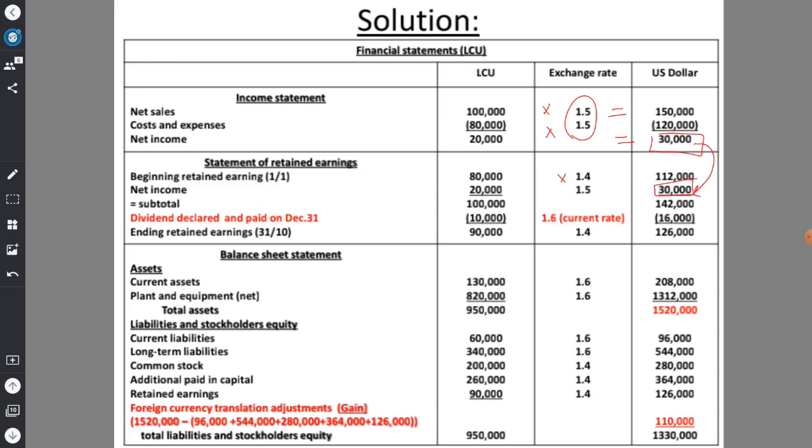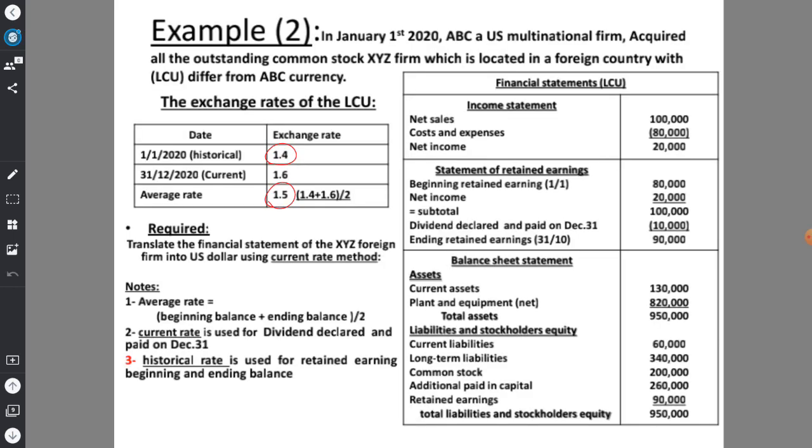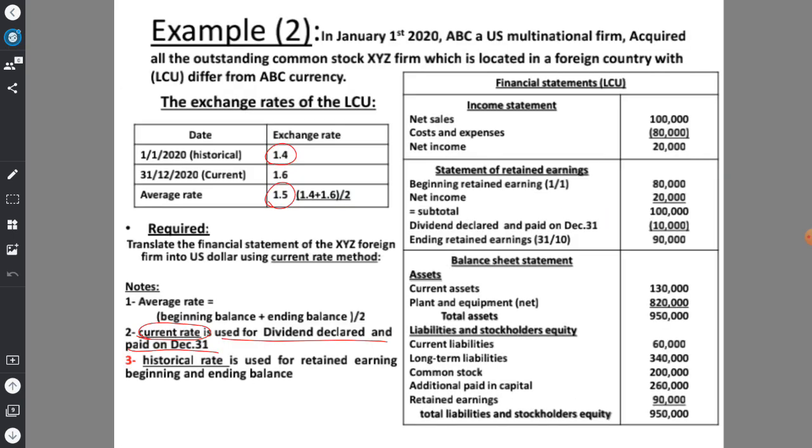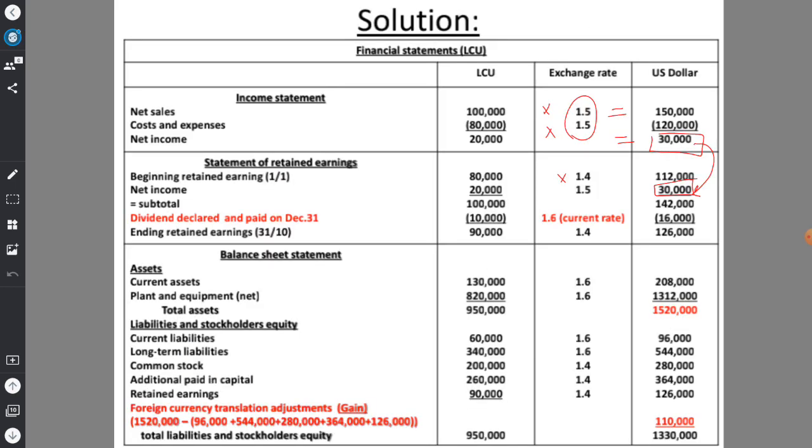هيديني sub total I'm going to deduct from it dividend declared to paid. بيقول لي في النوتس given ان ال current rate I'm going to use it for dividend declared and paid. ال current كام؟ 1.6، فأروح جايبه هنا مسجله الديفيدند 1.6 عشان يديني ending retained earning. طب ال ending retained earning أنا المفروض هسجله هنا في ال stockholders equity side.